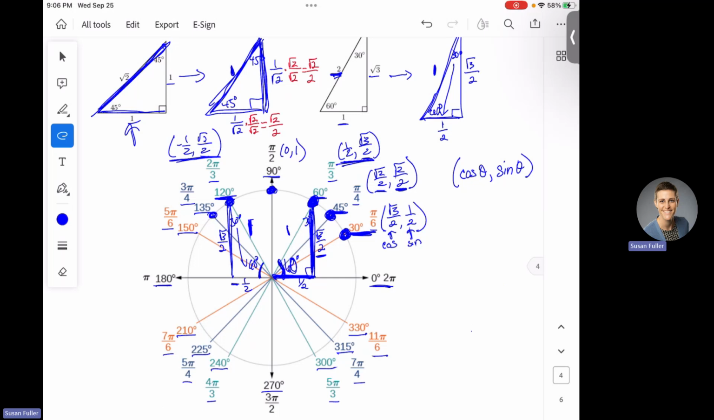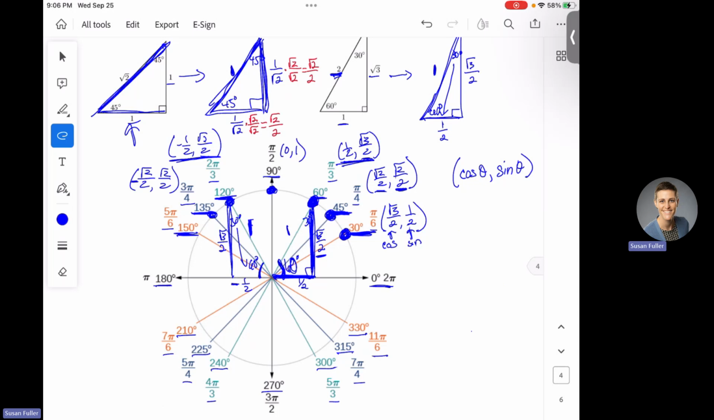Notice that 135 is a reflection of 45. These two are going to have the same reference angle, which means the ordered pair at 135 is going to match the ordered pair at 45 degrees. So I know this is going to be root 2 over 2, root 2 over 2. But in quadrant 2, my x values are negative, so I'm going to make x negative there.